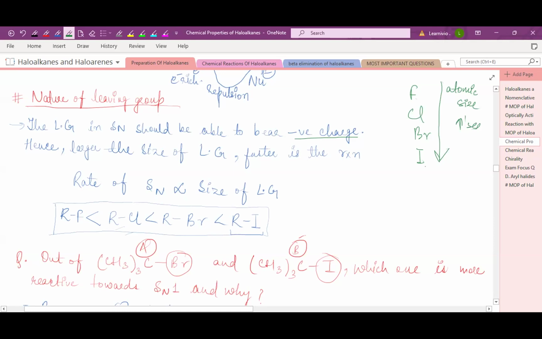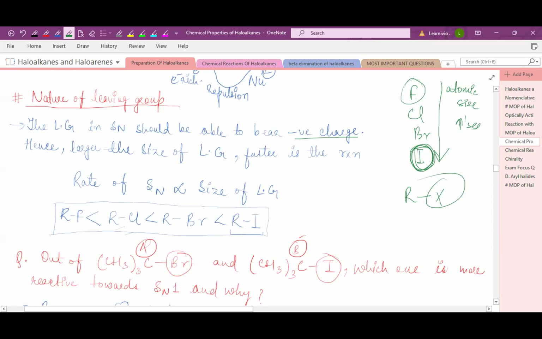So iodine has the larger size and fluorine the smaller size as compared to all this, right? So it means the larger the size of the leaving group. We are talking about the haloalkane. Here the leaving group is a halogen, which is an electronegative element. The leaving group in the nucleophilic substitution reaction should be able to bear a negative charge, and the larger the size of the leaving group, the faster the reaction. Means when you take iodine, the reaction will be fast as compared to fluorine.